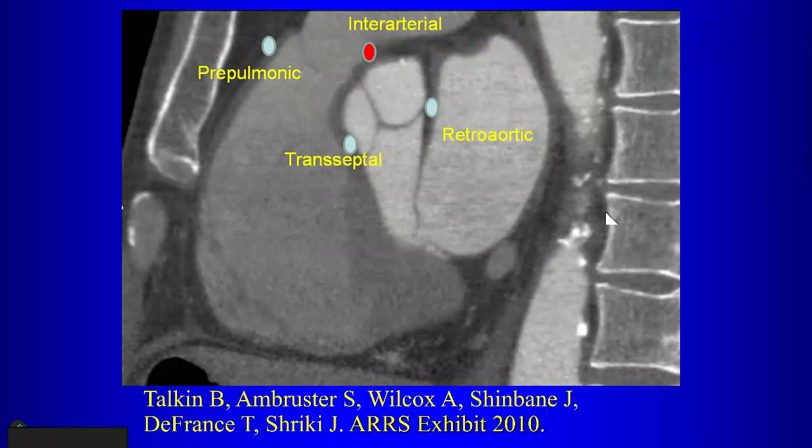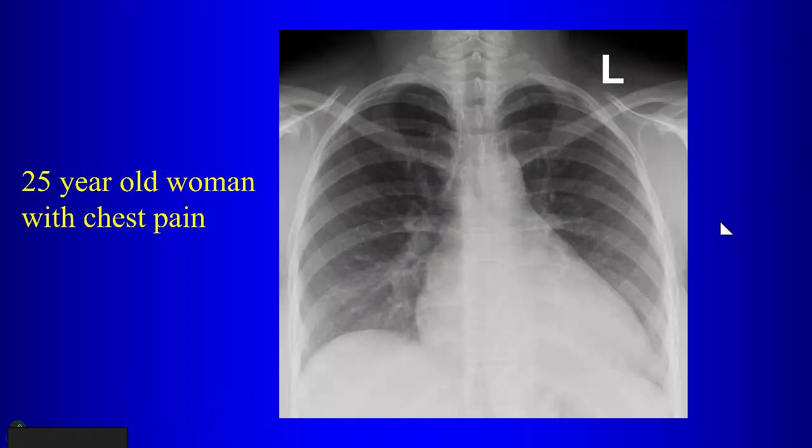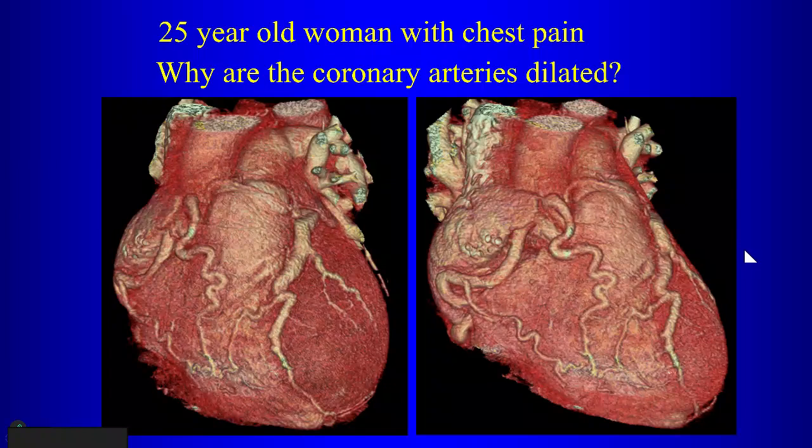Okay, so continuing with our discussion of coronary arteries, we have a chest radiograph here in a young woman who's having chest pain, and we see cardiomegaly, and we have a CT scan here. We do a coronary artery CT scan. We see that the coronary arteries are dilated. So my question to any of you guys out there in virtual land, what are some reasons why coronary arteries might be dilated like this?